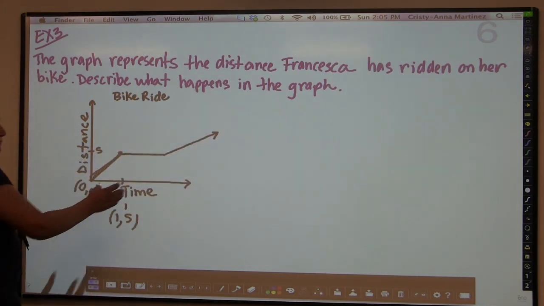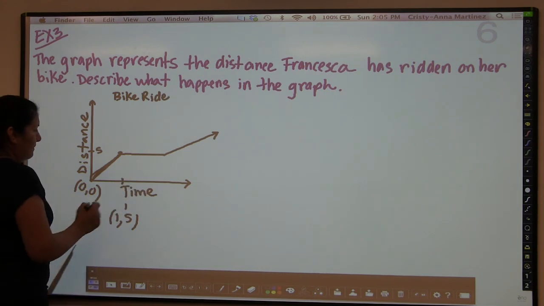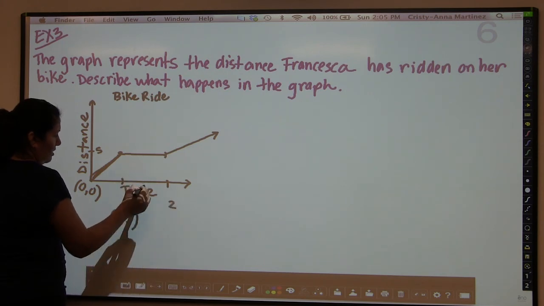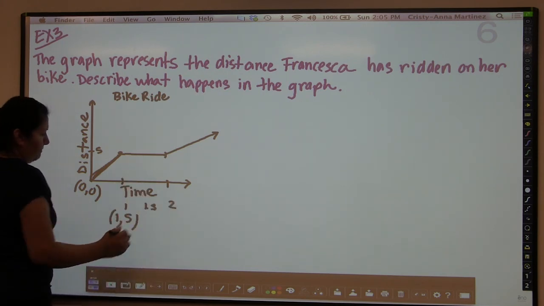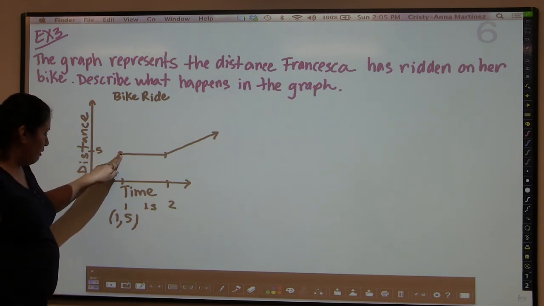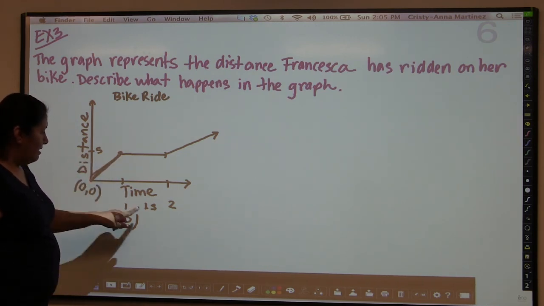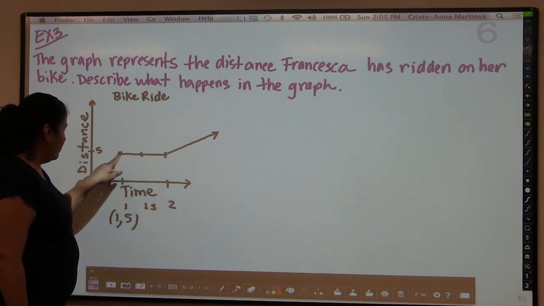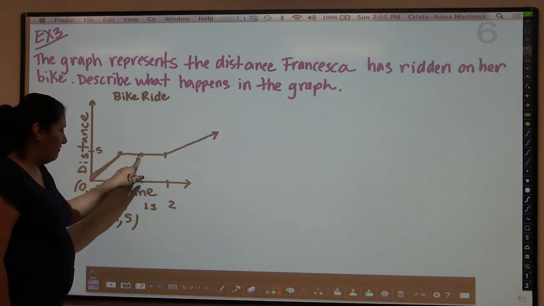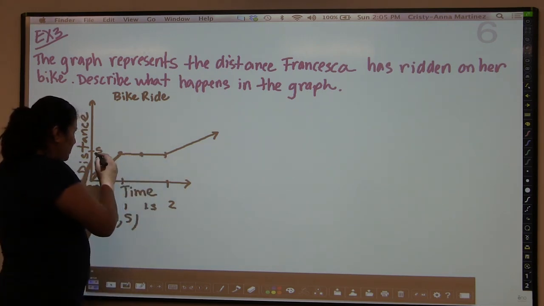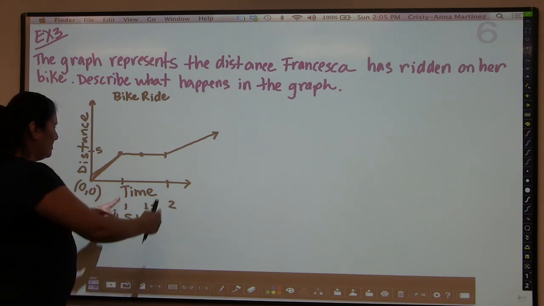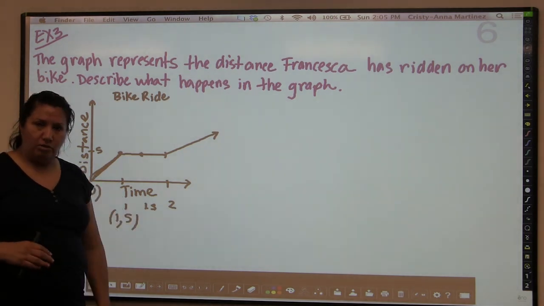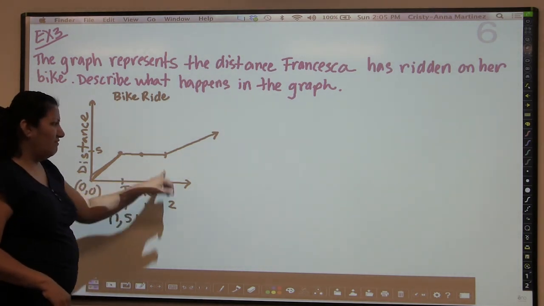Okay? Now what does this flat part mean? That means that, let's call this hour 2, maybe this is 1.5 hours, okay? So if this point represents 1 hour, 5 miles, then what does this point represent? That's 1.5 time-wise, but the distance from home is still 5. And at 2 hours, the distance from home is still 5. So for this entire lapse of time, she hasn't gotten farther away from home. She's still 5 miles from home.